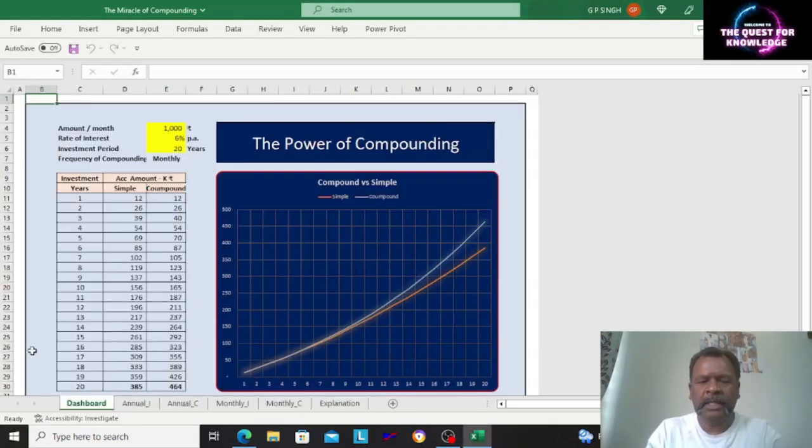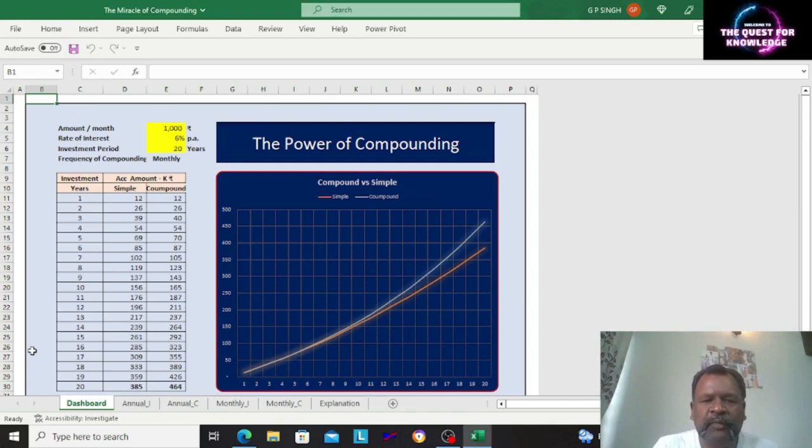Great. Okay. So for interest calculation, we need to have three basic information. One, the amount of the principal or the money we want to invest, the rate of interest, and the period for which we want to make the investment. So we'll start with understanding how the interest is calculated, simple interest as well as compound interest.